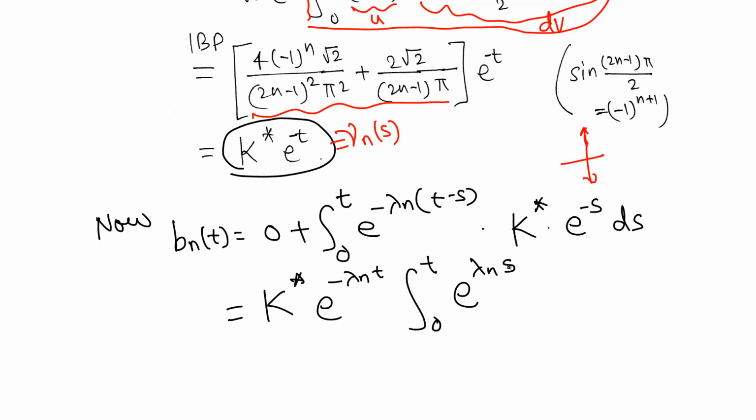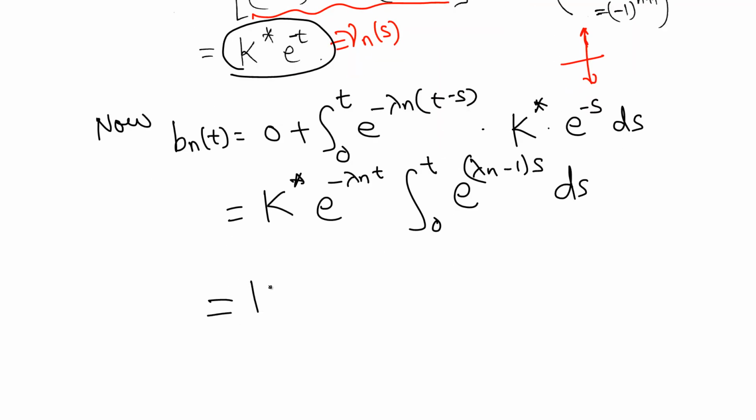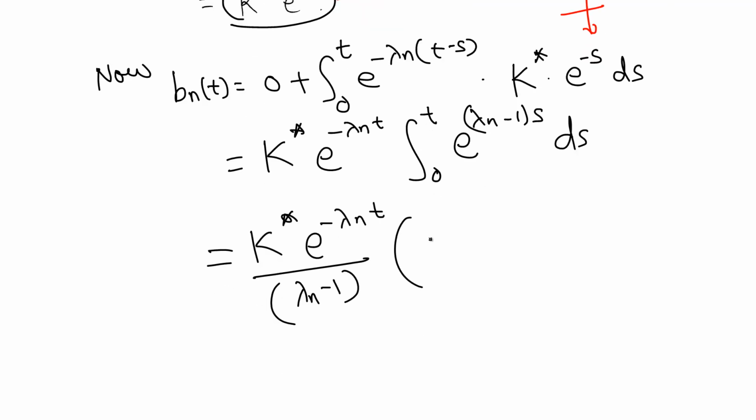From here and this we can factor s out. In fact, that leaves (lambda_n minus 1) s, ds, and now you integrate with the upper limit and lower limit, and we're going to get k star e to the negative lambda_n t. When we integrate, we have to divide by (lambda_n minus 1), integrate, and the upper limit t gives e raised to (lambda_n minus 1) t, minus the lower limit after you integrate. I'm skipping steps. E raised to 0 is 1, and this is for n bigger than or equal to 1. So we are done.